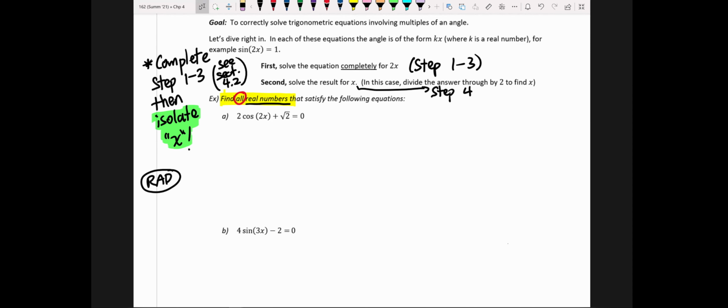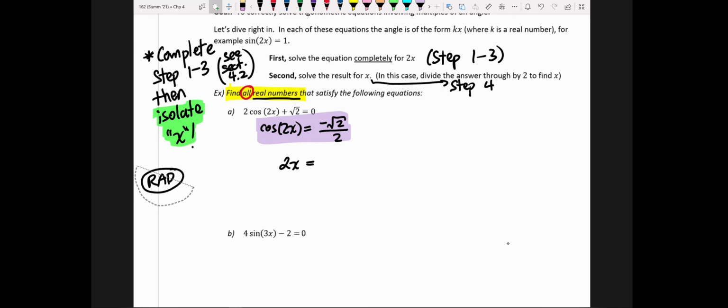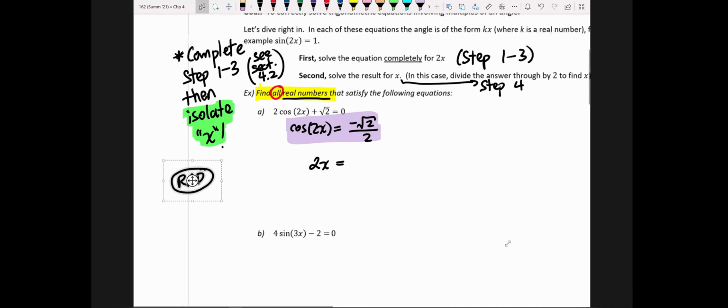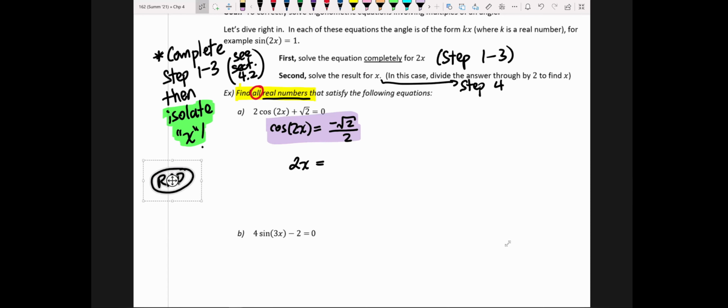Step 1, isolate our trig function. Our cosine of 2x is equal to negative root 2 over 2. Step 2 is we want to find the solutions for the input in one period of the trig function. So one period of cosine, that's between 0 and 2 pi. Let me move this over. I think it's helpful to draw the circle.